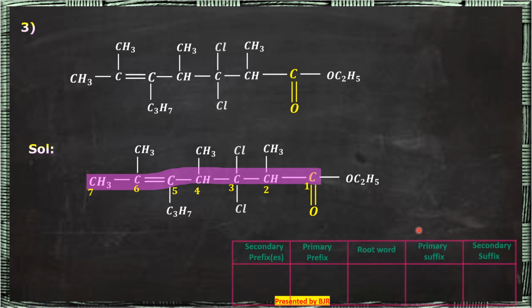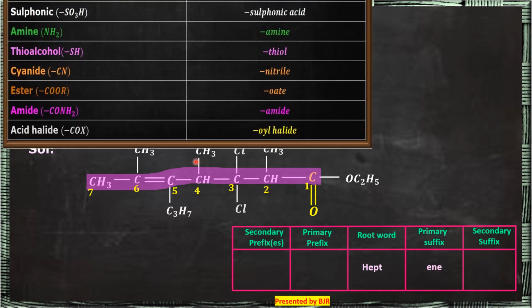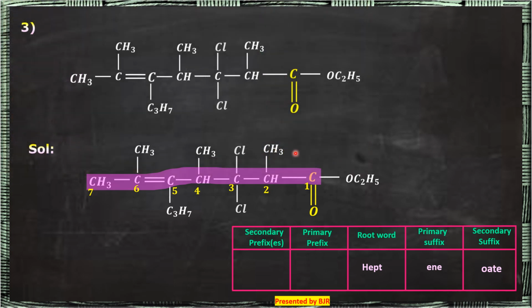And there are 7 carbon atoms in this parent chain. The root word is hept, and the primary suffix means a double bond is included in this parent chain, so it is ene. Secondary suffix you can see here. For esters, the secondary suffix is oate, and there are many substituents attached to the parent chain: chlorine, methyl and propyl groups are attached here.